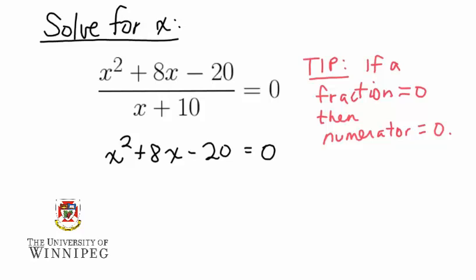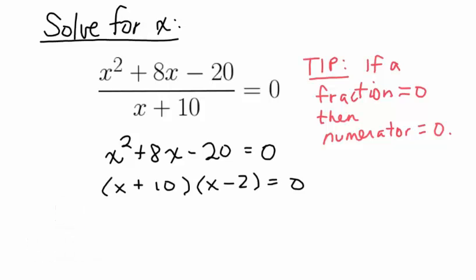So because we know that this fraction is equivalent to 0, we can actually disregard the denominator. And what we have now is a quadratic equation that we know how to solve already. So let's try factoring this one. Let's look for two values that multiply to give us negative 20 and add to give us positive 8. Those two values are 10 and negative 2.